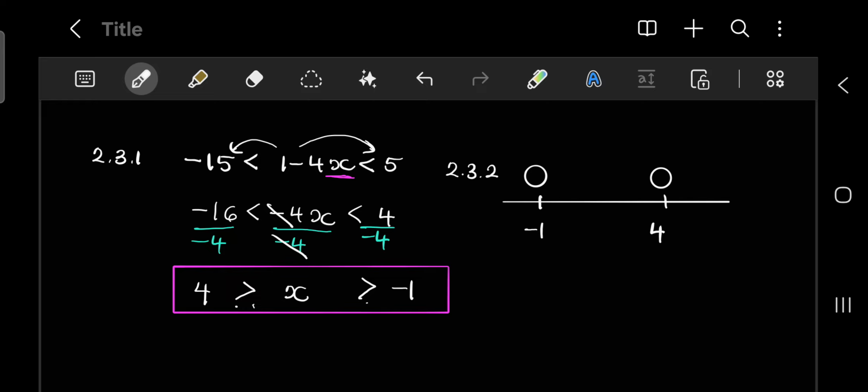And to understand this mathematically, this answer says that x lies between 4 and negative 1, meaning that we are representing all the values between 4 and negative 1. And to show that on this diagram, we are going to draw a horizontal line joining both circles together. So that would be it.